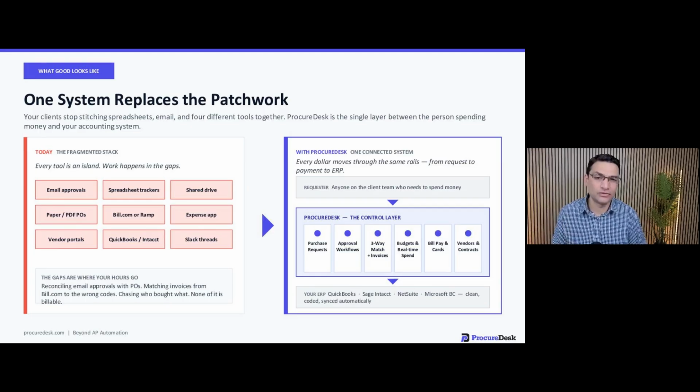And what we bring to the table from a ProcureDesk standpoint is a single control layer that sits on top of your accounting system, right? So it does everything in one single place: purchase orders, approvals, three-way match, budget and real-time spending, bill pay and credit cards, and vendors and contracts. But it's just one seamless layer.